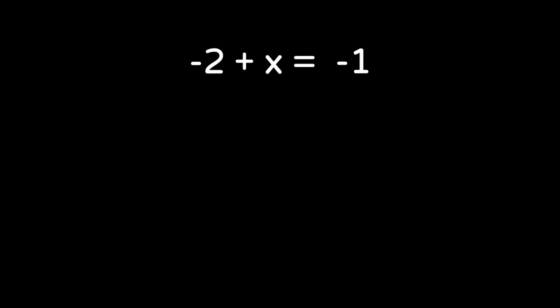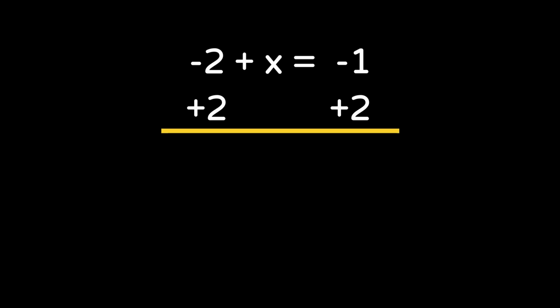To solve for x, we need to isolate it on one side of the equation. This involves eliminating negative 2. The opposite of subtracting 2 is adding 2, so we add 2 to both sides of the equation.